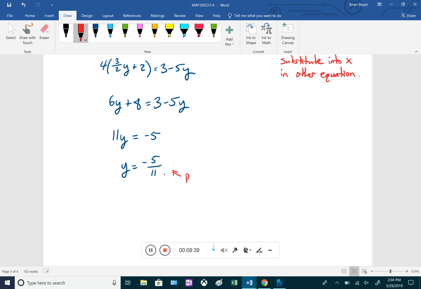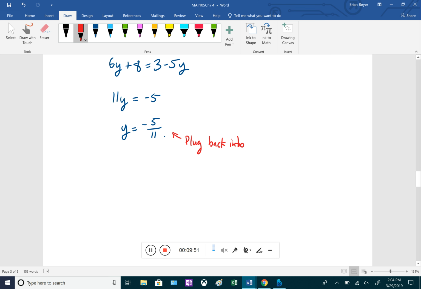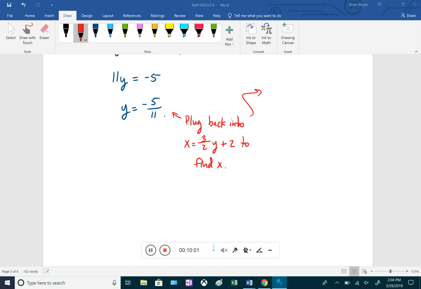Okay, and then we're going to take this and plug back into that equation that we already had solved for x, all the way up here. So we're going to plug back into x equals 3 halves y plus 2. Okay, so starting with x equals 3/2 times y plus 2, we're going to plug in -5/11.